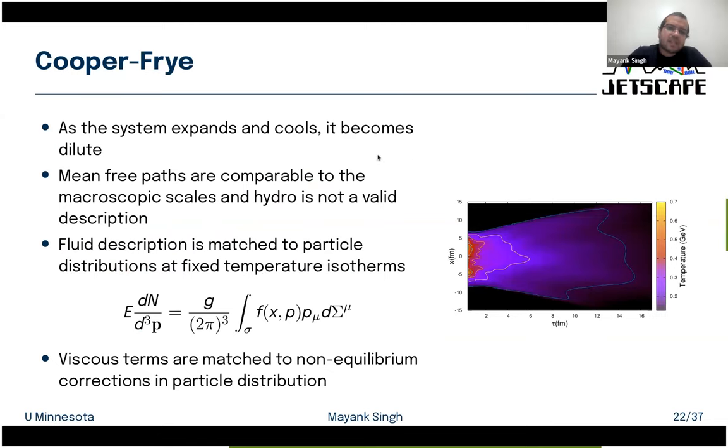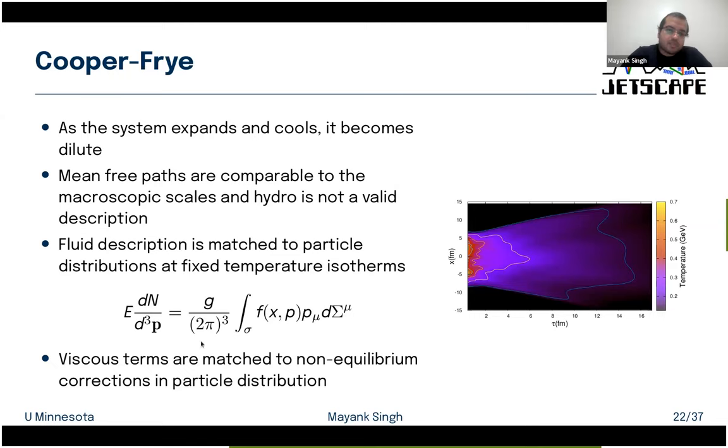And finally, as the system expands and cools, it becomes dilute enough. So this is just one particular line in the evolution of the system, how the temperature evolves as a function of proper time. These lines are the isotherms. When it reaches a certain temperature, the mean free paths are comparable to the macroscopic scale, then hydro is no longer a valid description. And at this point, we freeze out the hydro calculations to match them to particle distribution functions to then further evolve using a transport approach.